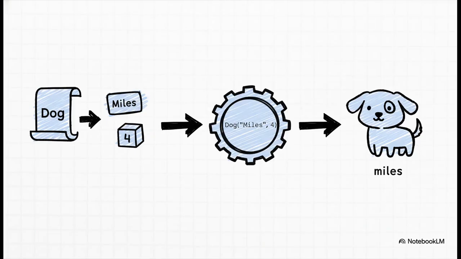Now, to actually use our blueprint, it's this easy. We just call the class name, Dog, kind of like it's a function. We pass in the data it needs, a name, Miles, and an age, 4. And boom! Just like that, we've created a brand new dog object, a living instance of our class. And we've stored it in a variable called Miles.